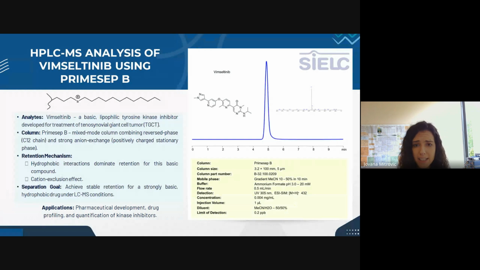There are two mechanisms at play here: hydrophobic interaction and cation exclusion. And by adjusting the buffer concentration, like in this case ammonium formate, and organic solvent content such as acetonitrile, we can influence the retention of this compound. For example, reducing the amount of buffer, in this case, increases the repulsion between the stationary phase and the analyte, which then decreases retention.